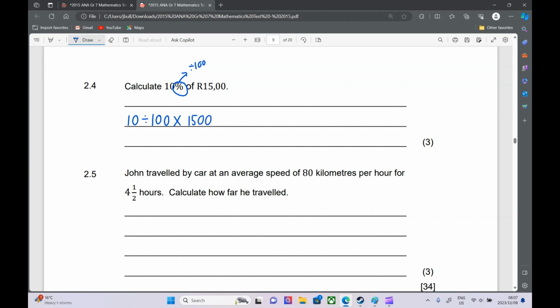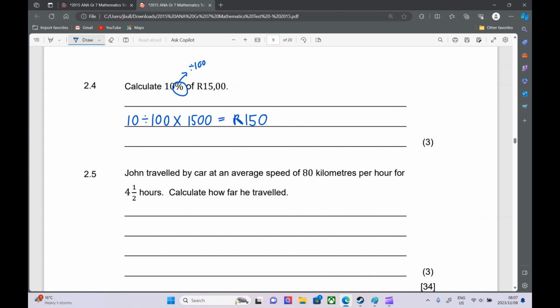So all you have to do is write that down so you get the marks for your workings, and then work it out. 10 divided by 100 times 1,500, and we are going to get 150. Now it's really important, we're working in rands, so make sure you put your rand symbol in there. So 150 rand.